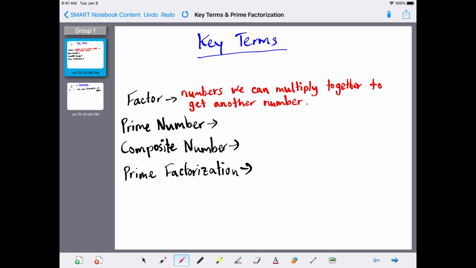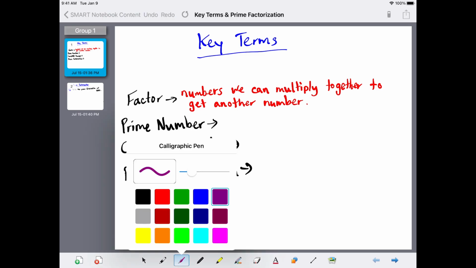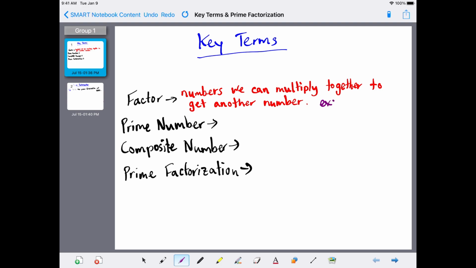A couple examples of factors of 12 would be 4 and 3, because 4 times 3 is equal to 12. Those aren't the only factors of 12, but they are just an example. So therefore 4 and 3 would be factors of 12.